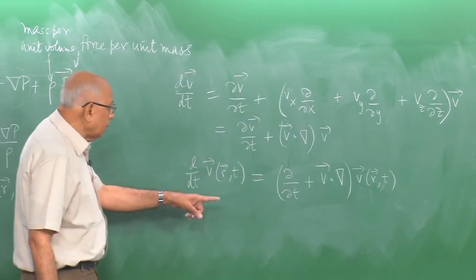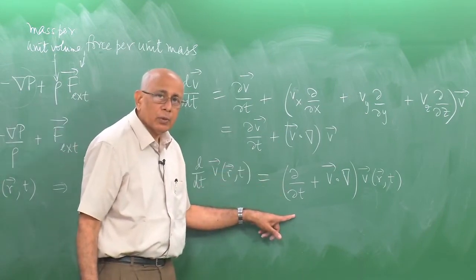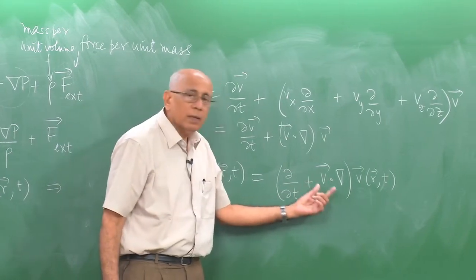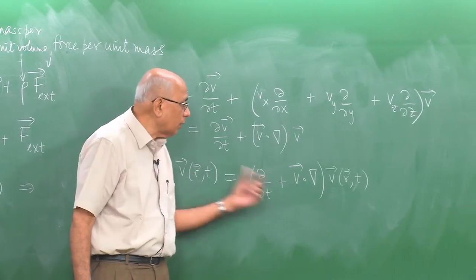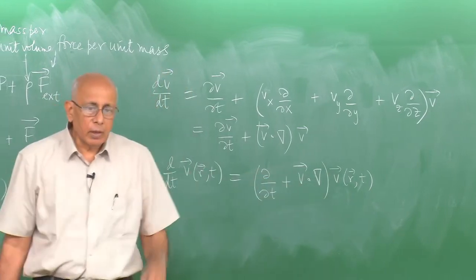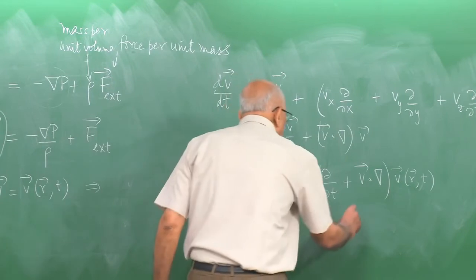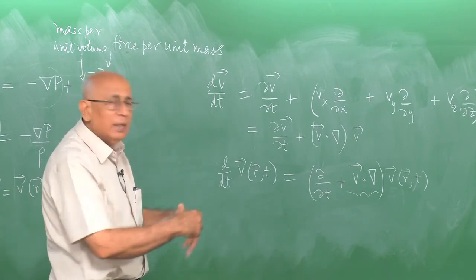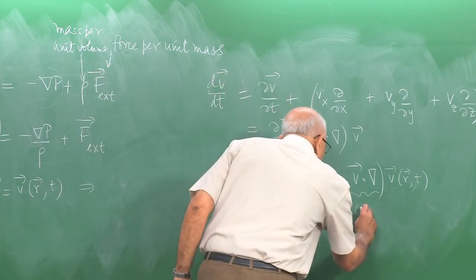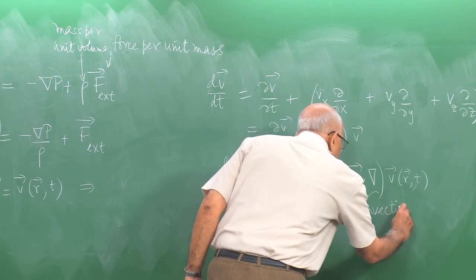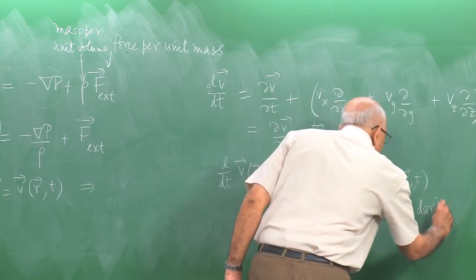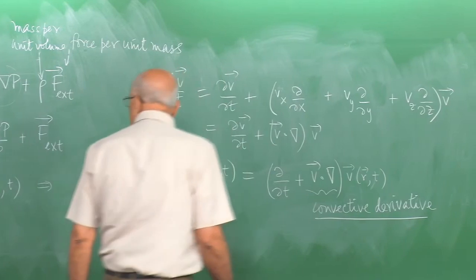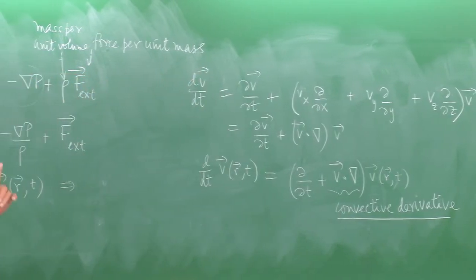So, the total time derivative is the partial derivative with respect to time plus V dot del, this extra term which appears in the total derivative acting on whatever the velocity vector is out there. This quantity here is like a derivative due to the fact that the fluid is being dragged along, it is being moved along, and it is called the convective derivative. It arises due to the motion of the fluid.